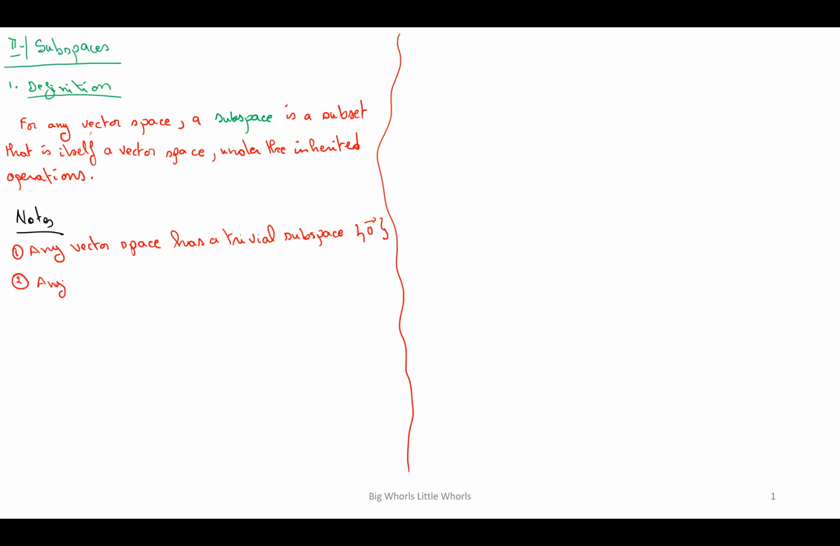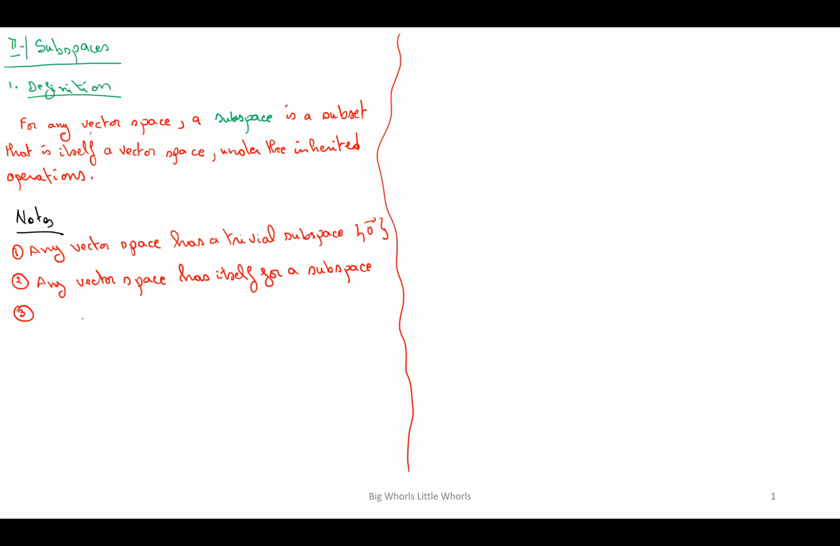Any vector space has itself for a subspace.